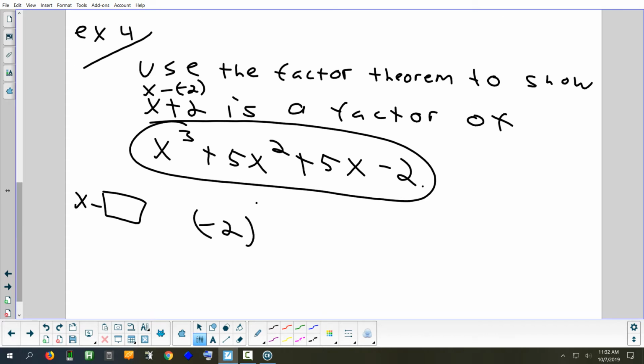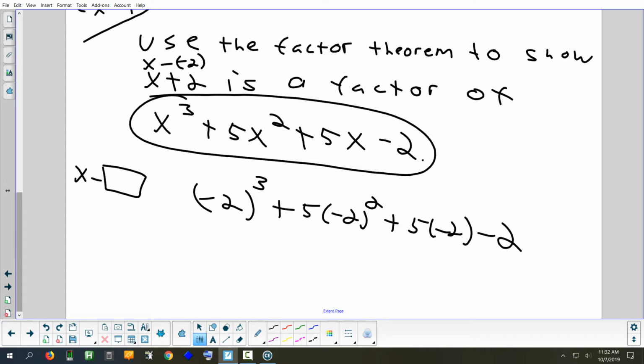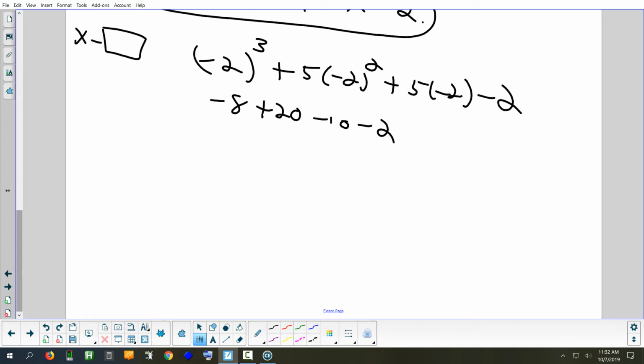So -2 cubed, 5 times -2 squared, 5 times -2 minus 2. Let's see what we get. What's -2 cubed? -8. -2 squared times 5, 20, minus 10 minus 2. What's -8 plus 20? 12. 12 minus 10 minus 2. 12 minus 10 is 2. 2 minus 2 is 0.